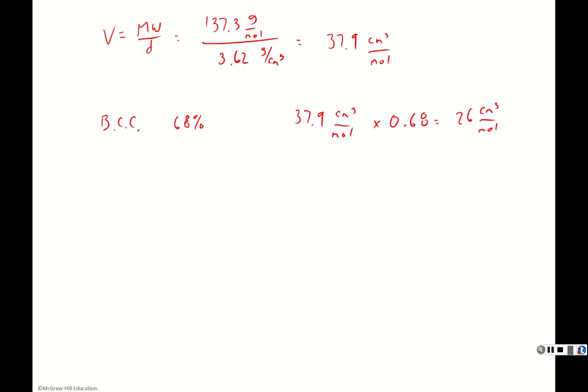So that's the volume per mole. If we want to convert that to the volume per atom, we just take the per mole volume divided by Avogadro's number, 6.022 times 10 to the 23 atoms per mole, and that will give us the volume of an individual atom.